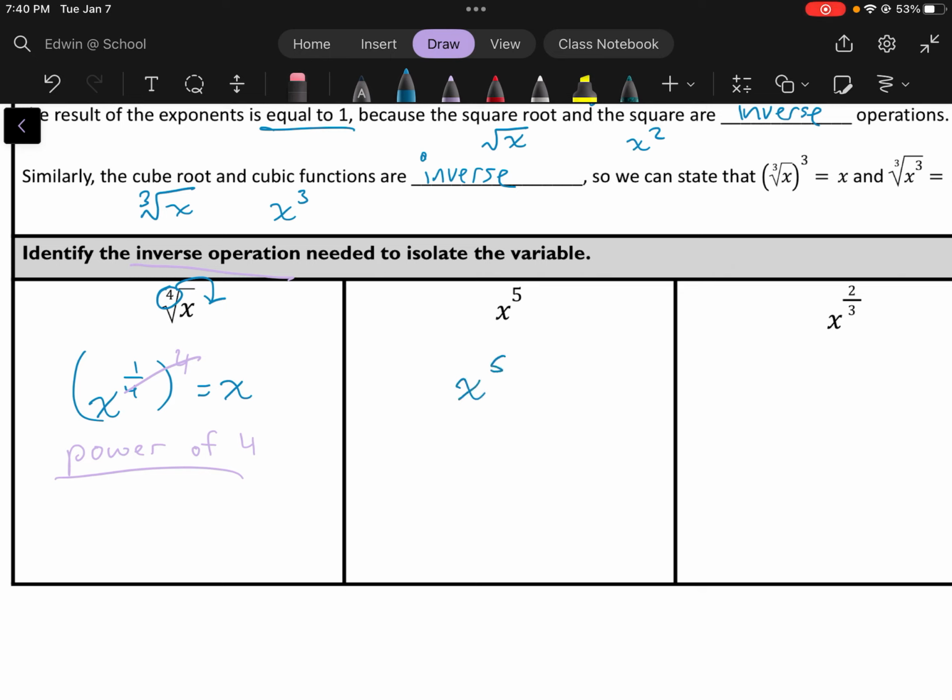If we have x to the fifth, we could also think about a root of 5. The root of 5 is going to cancel out the operation, and that gives us x. So the inverse operation of that is the root of 5.